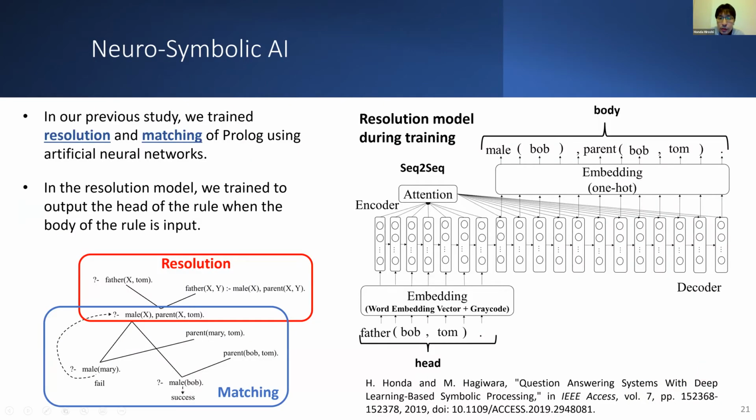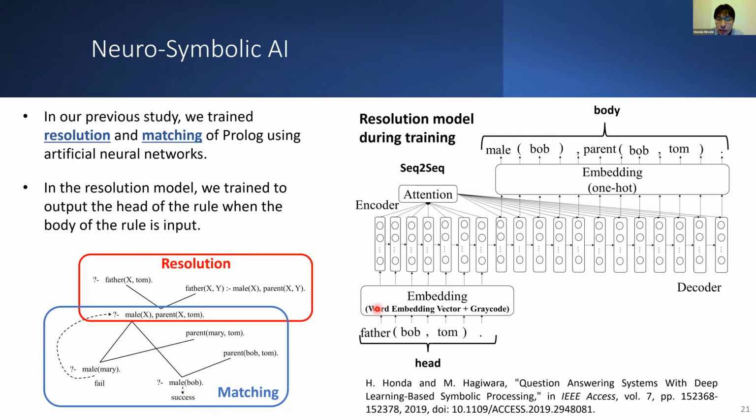Next, I will introduce our previous study of Neuro-Symbolic AI. We trained resolution and matching of Prolog using artificial neural networks. Resolution is an operation solving a new call from a given call and a rule. Matching confirms that, given two terms, they are the same or the variables included in them can be embodied.